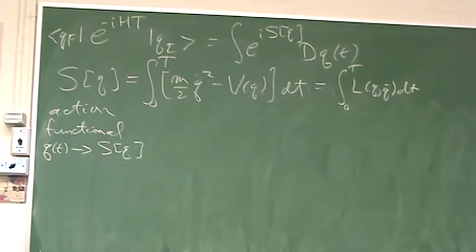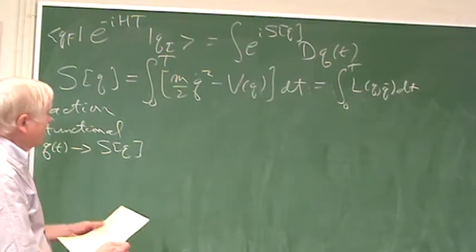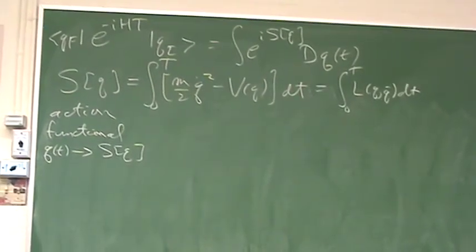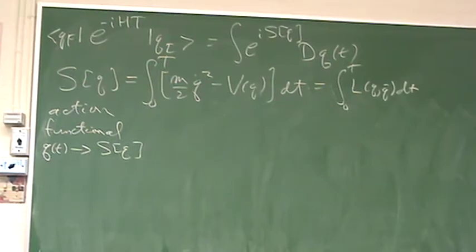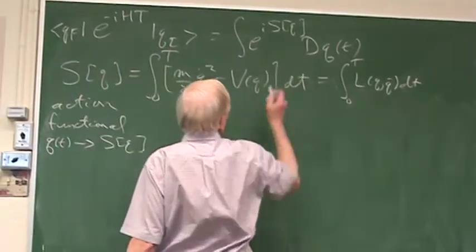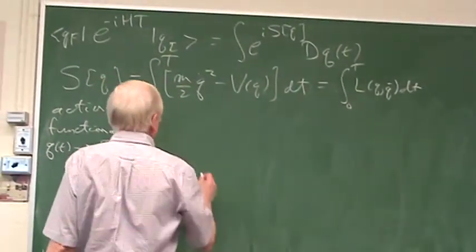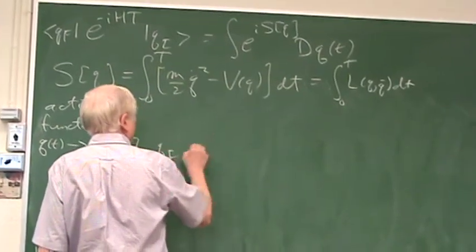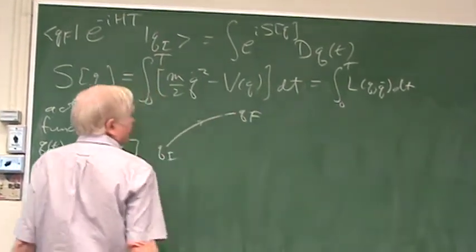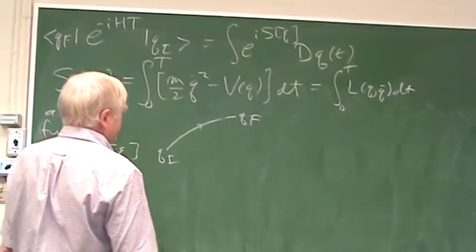What we're doing here is we're thinking about all paths that go from one to the other. I'm repeating myself because I did this in the last lecture, so I'm going to skip to how to approximate this. Remember I said, when is this amplitude big? Well, this amplitude will be big if there's a path that goes from qi to qf that is stationary. In other words, it's a classical path.